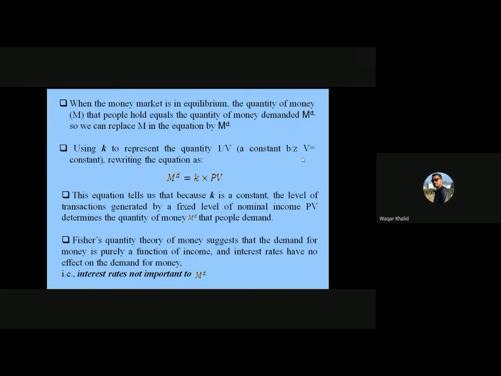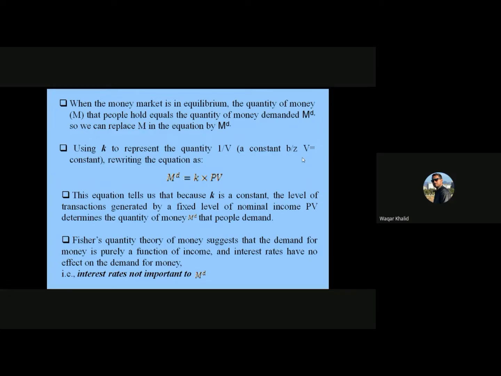This equation tells us that because K is a constant, the level of transactions generated by a given level of nominal income determines the quantity of money, MD, that people demand. K is a constant, so we can say that the quantity of money demanded is determined by the fixed level of nominal income. So Fisher's quantity theory of money suggests that the demand for money is purely a function of income, and interest rates have no effect on the demand for money. It means that interest rates are not important to money demand.